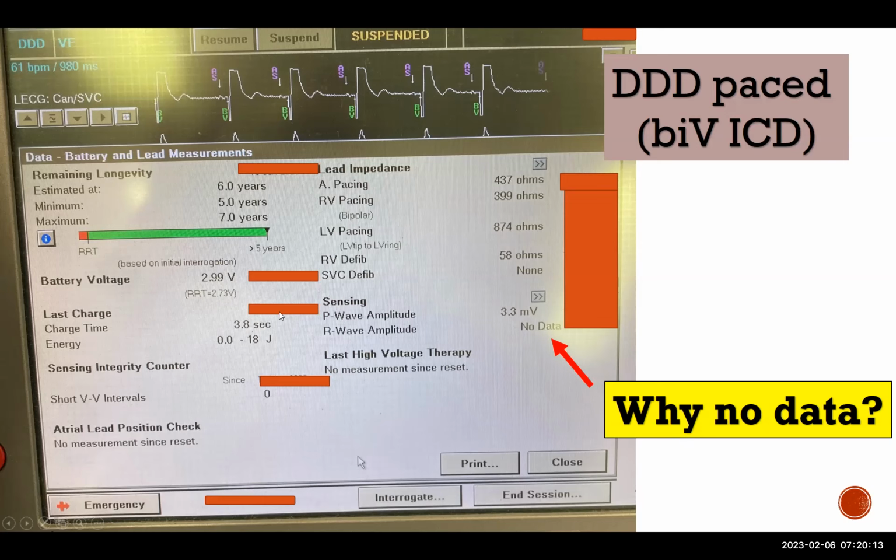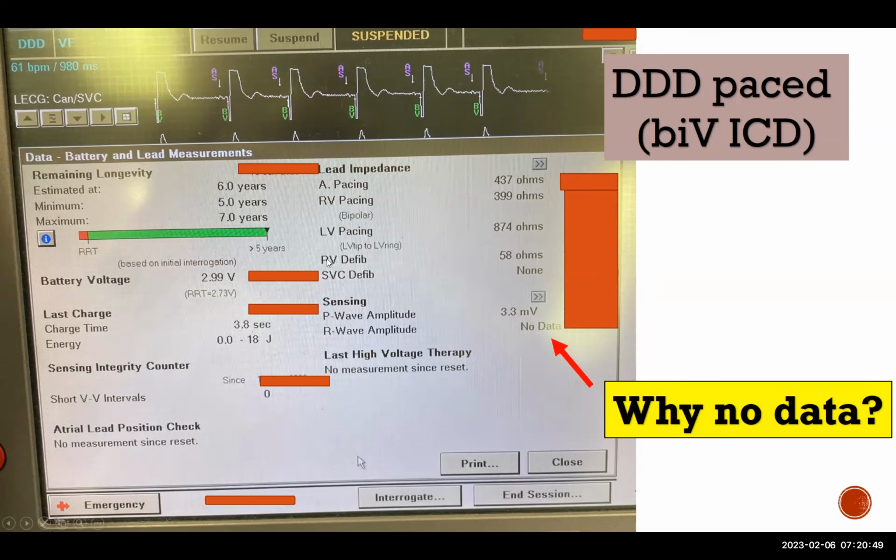Again, we see a charge time at 3.8 seconds, suggesting a fresh battery. We see no short VV intervals. That's good. That means that the device doesn't have any lead integrity issues. We're looking at the impedances of the atrial, RV, and LV leads, and they are all reasonable impedances. You notice how much higher the impedance of the LV lead is from the other two. That's just typical of these very small coronary sinus LV leads, very, very common.